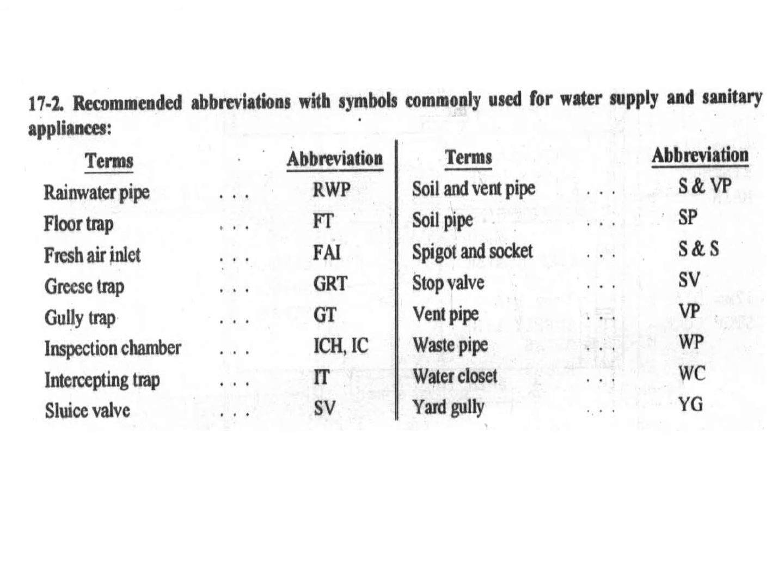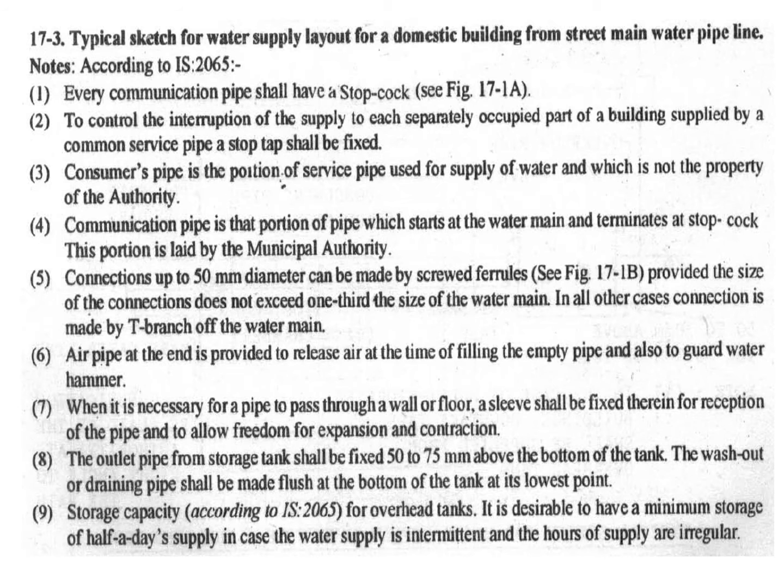So these are some common abbreviations that are used here. Rainwater pipes, then flow traps. I hope you are able to understand the abbreviations with respect to the terms used for water supply and sanitary diagrams. So for domestic purposes, the following points are to be demonstrated when we are preparing a water supply layout for domestic buildings. This is as per IS 2065.